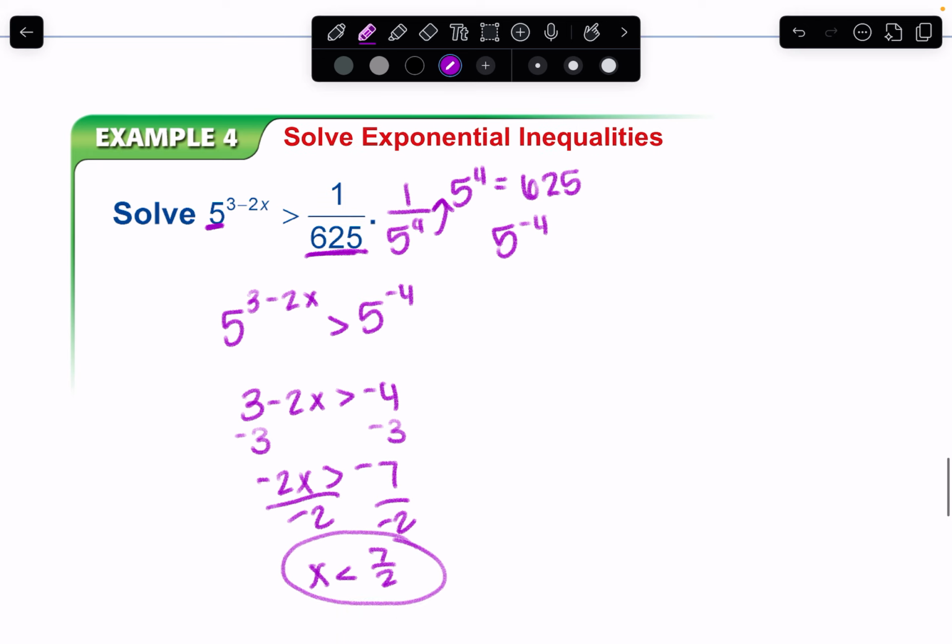Okay, so that is it for 7-2 notes as far as solving exponential equations and inequalities, and then that one problem with compound interest.